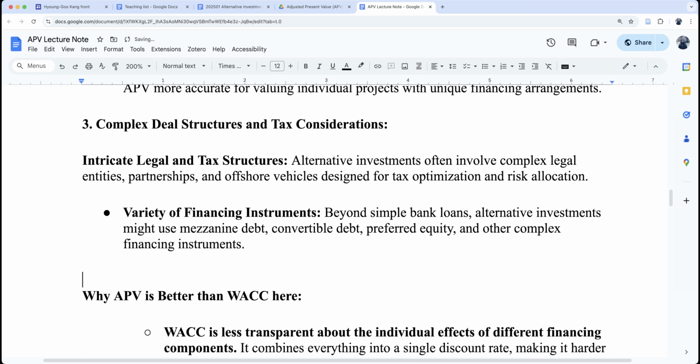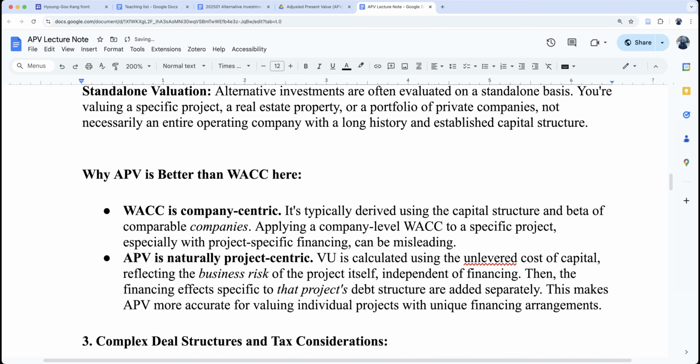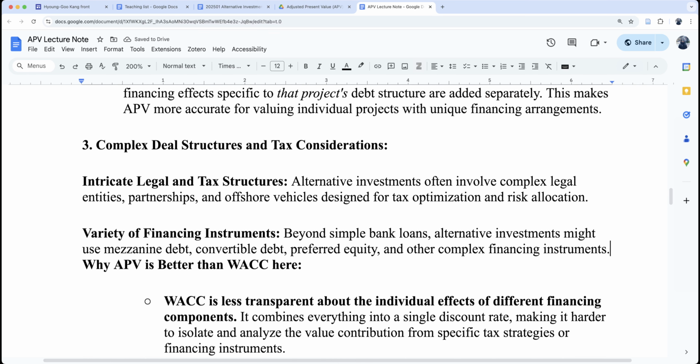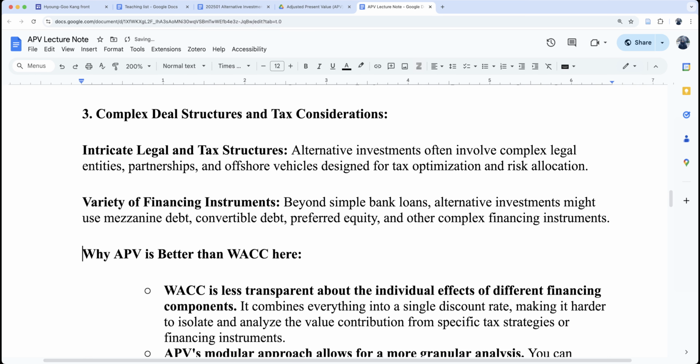A variety of financing instruments beyond simple bank loans: alternative investors might use mezzanine debt, convertible debt, preferred equity, and other complex financing instruments. Okay. In this case, why is APV better than WACC here?